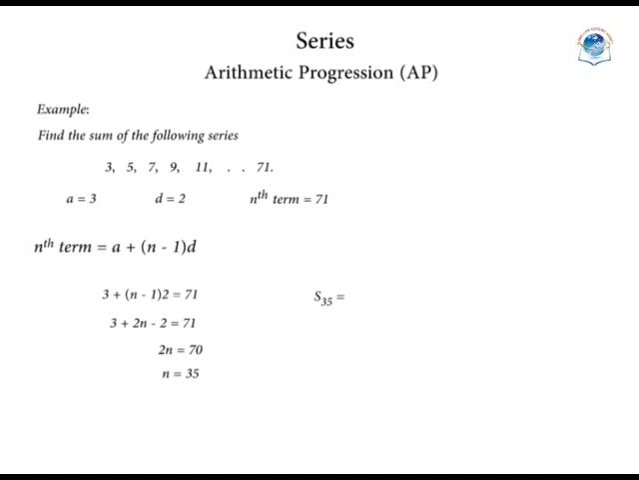S35 is equal to a half times 35 into 2 times 3 plus 35 minus 1 times 2. That gives us 17.5 into 6 plus 68. That gives us 17.5 times 74, giving us 1,295.